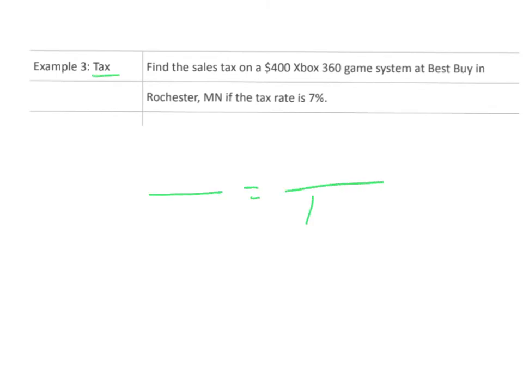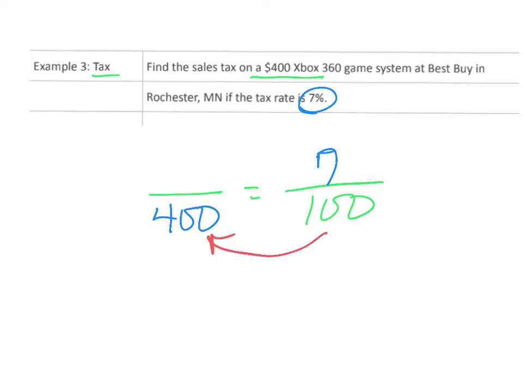We're going to set up our proportion. Find the sales tax on a $400 Xbox 360 game system at Best Buy in Rochester, Minnesota, if the tax rate is 7%. So $400 is the original price, and the 7% would go up on top of the 100. And again, find the easy way. This way is not going to be super easy, so I'm not going to do it. But 100 times 4 gives us the 400. So 7 times 4, I believe, gives me 28.